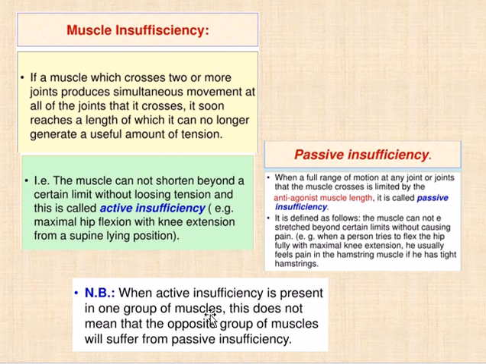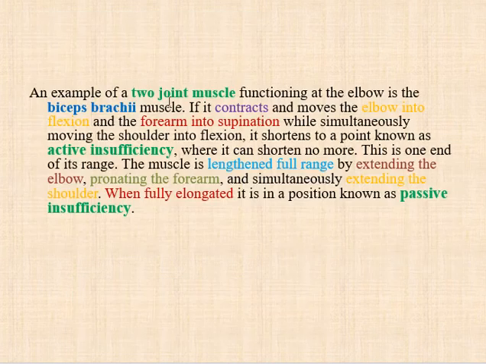When active insufficiency is present in one group of muscles, this does not mean that the opposite group of muscles will suffer from passive insufficiency. So you can say in active insufficiency, the muscles cannot shorten beyond a certain limit without losing tension, and this is called active insufficiency. And when the muscles cannot be stretched beyond certain limits without causing pain, this is passive insufficiency.